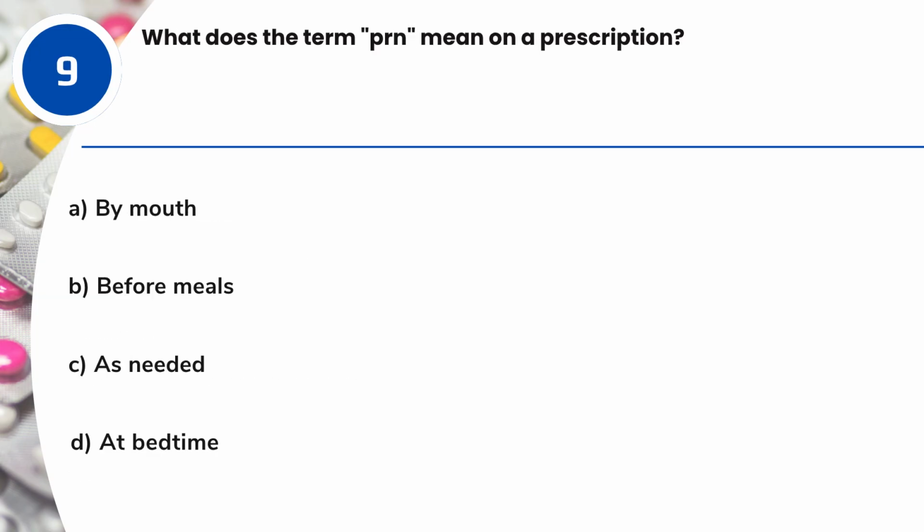Question 9. What does the term PRN mean on a prescription? A. By mouth. B. Before meals. C. As needed. D. At bedtime.